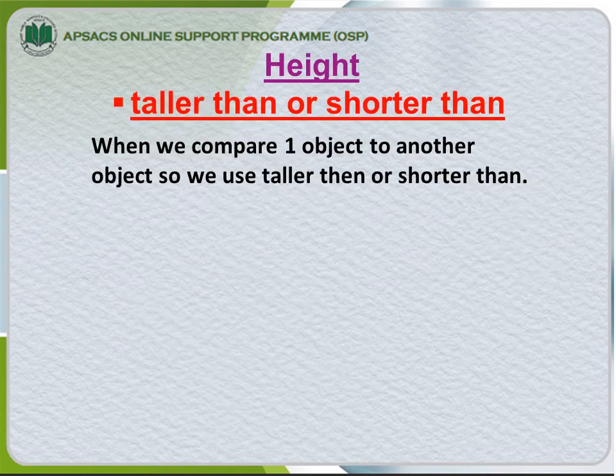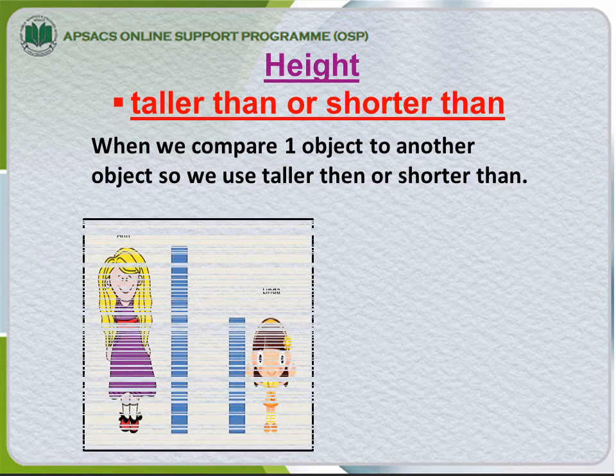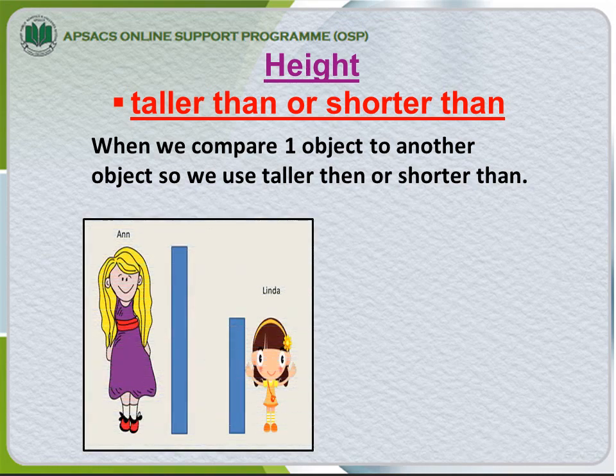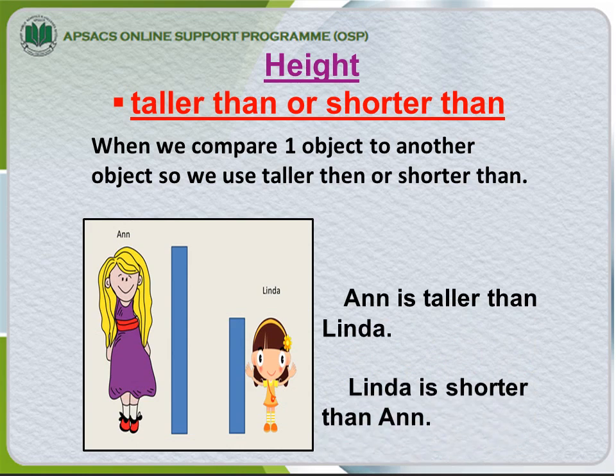Taller than or shorter than. When we compare one object to another object, we use taller than or shorter than. For example, in this picture there are 2 girls, Anne and Linda. Anne is taller than Linda, or you can say Linda is shorter than Anne.